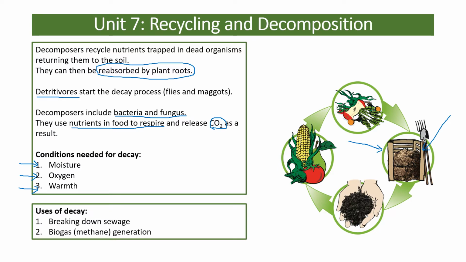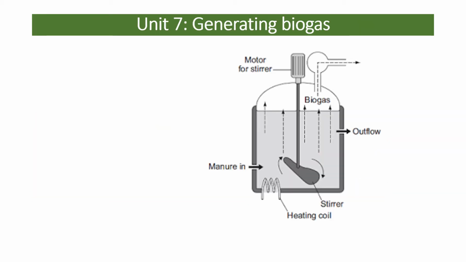The uses of decay, obviously compost heaps, such as I haven't put on here. Sewage breakdown is essential. It's increased our life expectancy, and that's using decomposition using different bacteria. And we can also use it to generate biogas or methane on small scales in isolated areas. And that would be used something like this.